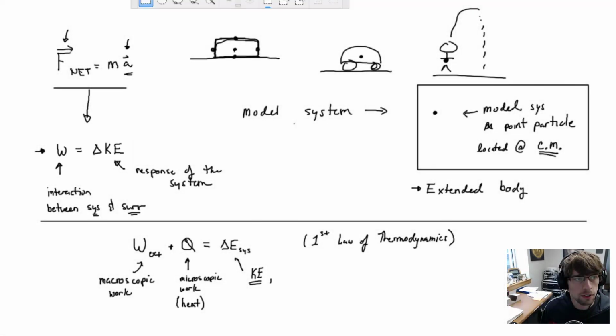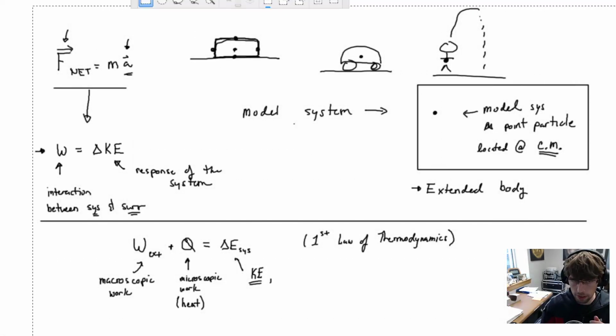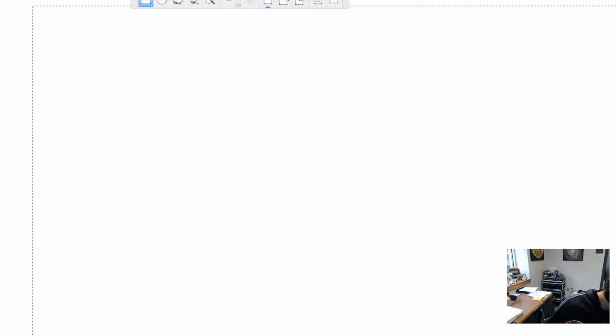Let's go ahead and get rid of the table. Get rid of that commentary.